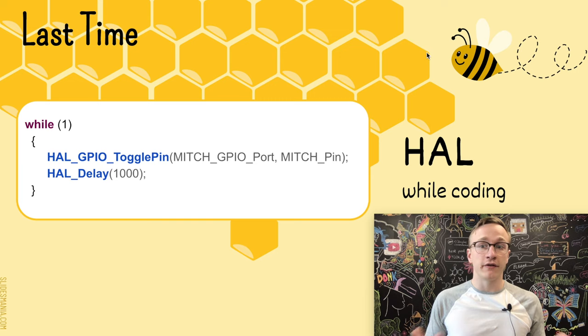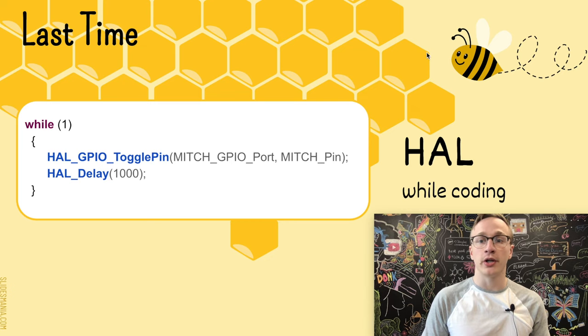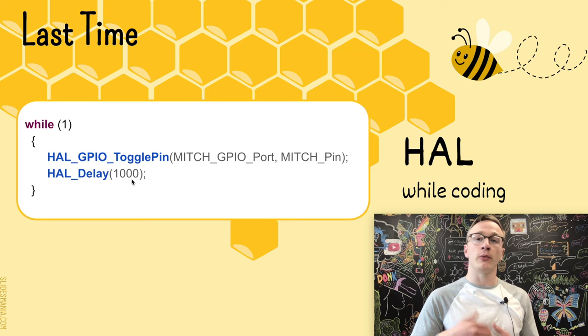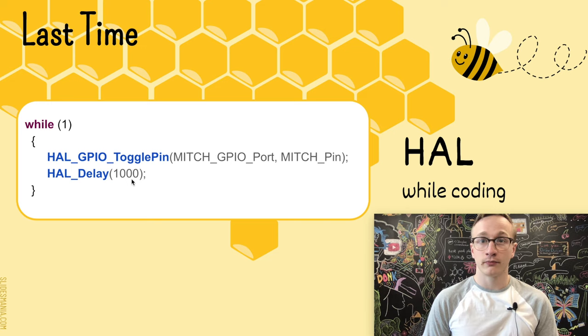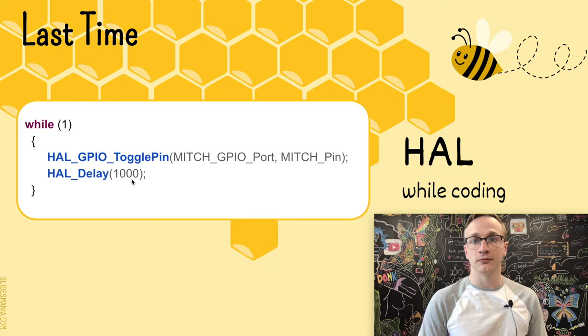Once all the setup and configuration is done, we move on to writing code. And once again, to save us from reading data sheets and manipulating registers directly, we can use the hardware abstraction layer, or HAL. It lets us do things like toggle this pin and wait 1 second without actually knowing what registers are changing behind the scenes. And once again, if you want to change the registers directly, you can. You don't have to use this at all. That's all for the review.